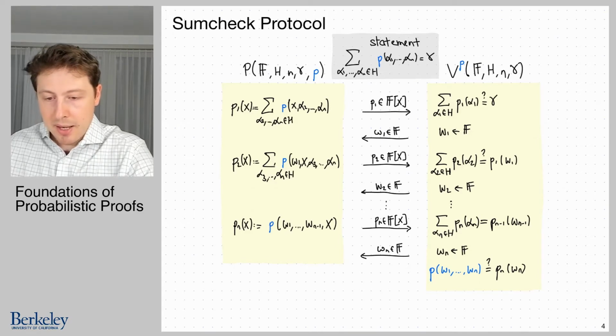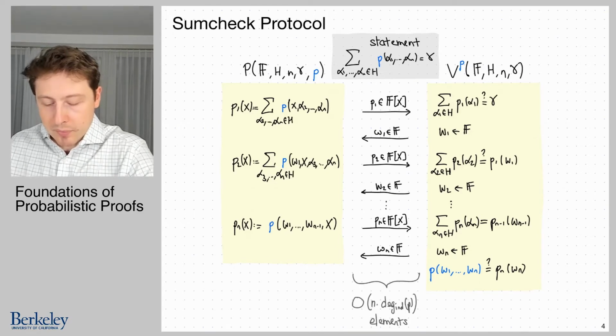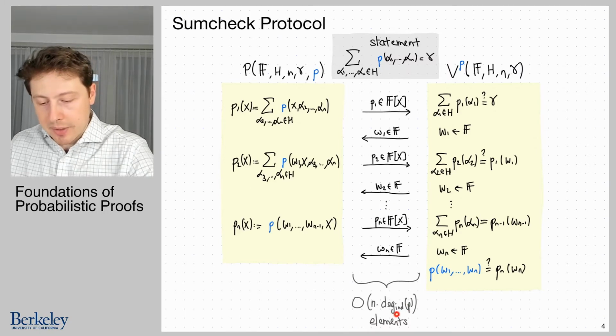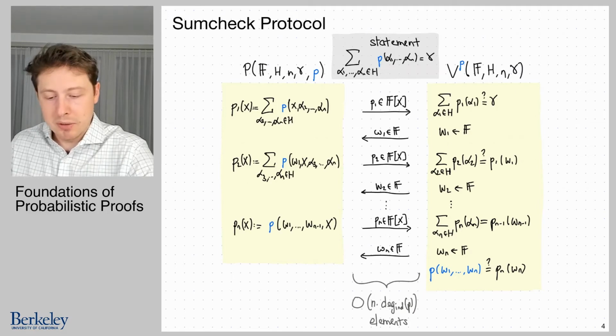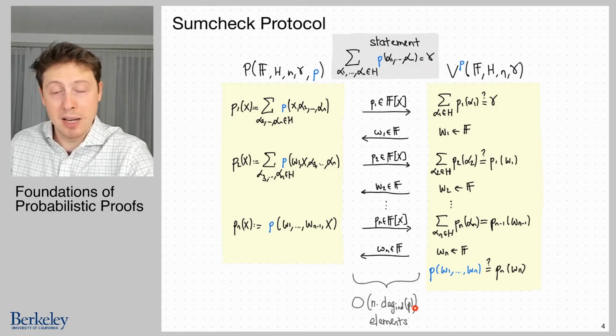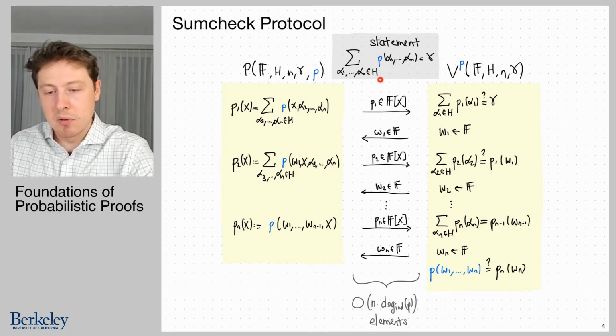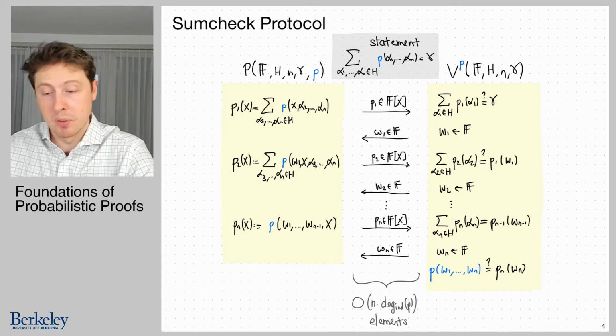Yet, the communication complexity of this protocol is just n low-degree polynomials. Remember that P in the prior slide had a polynomial degree. So this entire thing is a transcript that involves a polynomial number of elements, much less than the exponential number of locations, which is h to the n.